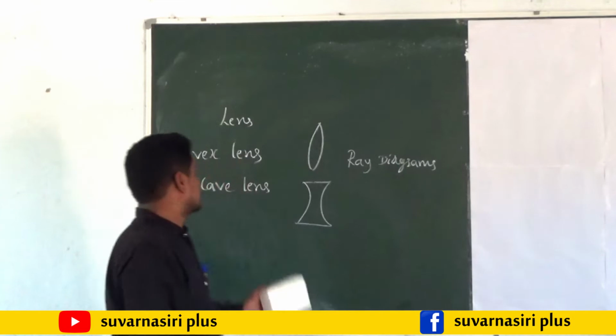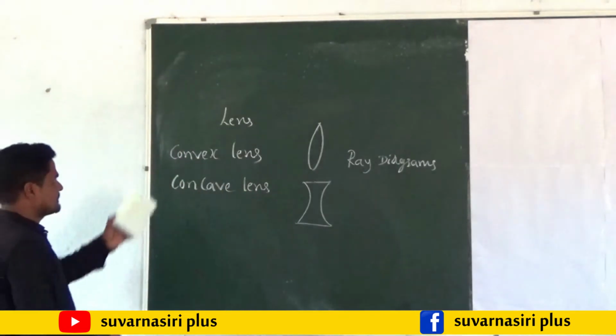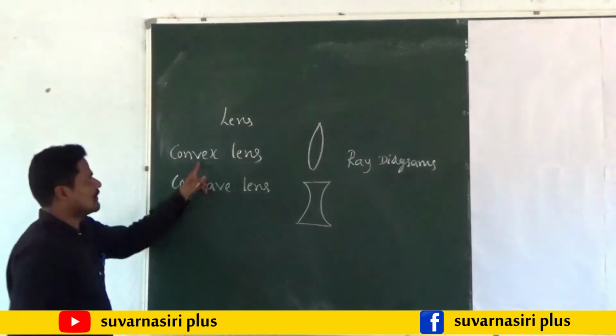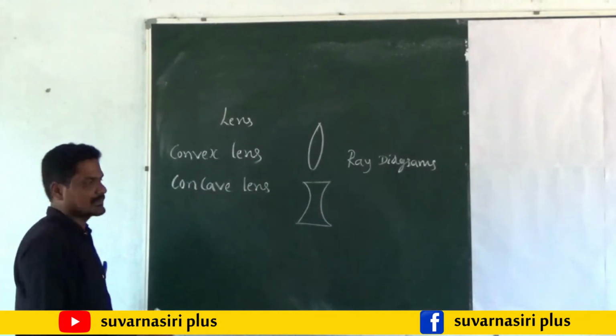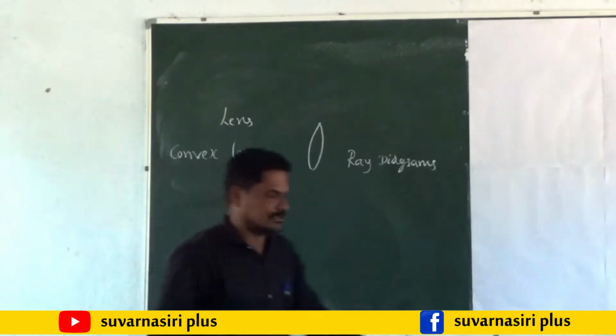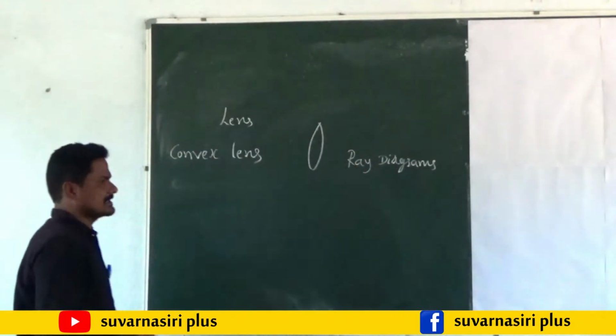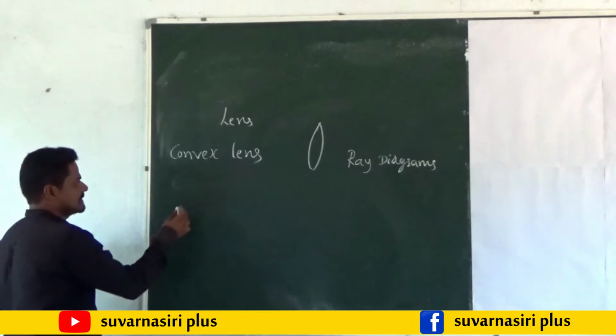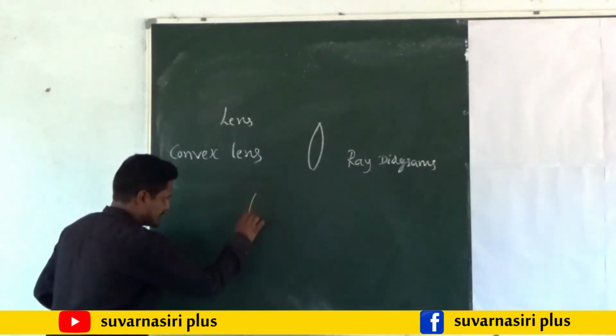When we study the ray diagrams, first we have to study the convex lens ray diagram. We just have to draw the convex lens ray diagram. It produces 6 ray diagrams. First we have to study some basic terms.